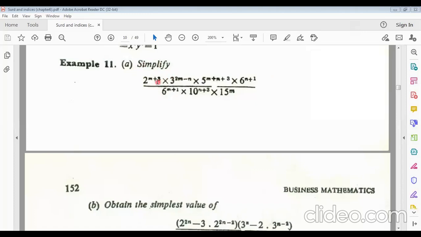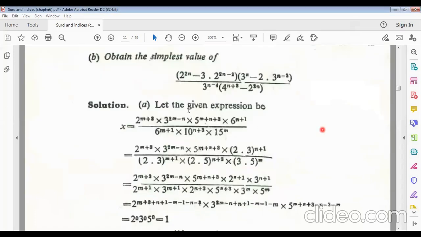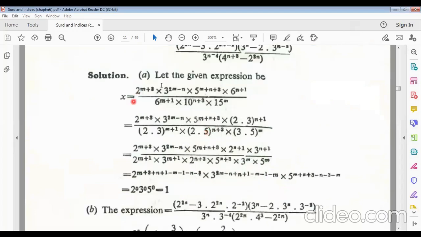Now another example 11a, simplify 2 to the power m plus 3 multiply 3 to the power twice m minus n multiply 5 to the power m plus n plus 3 multiply 6 to the power n plus 1 divided by 6 to the power m plus 1, 10 to the power n plus 3, and 15 to the power m. And this is the second one. First of all, we have to find out the first one.